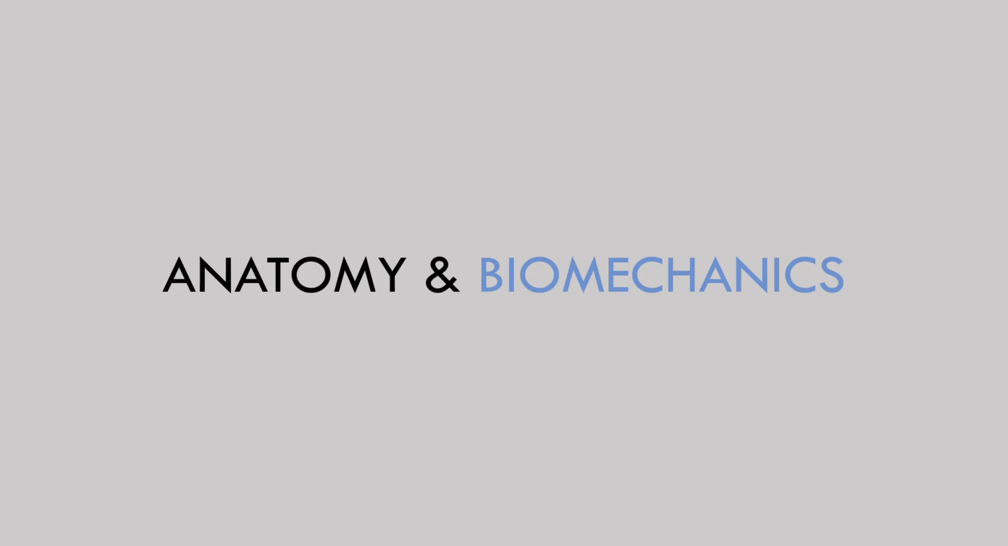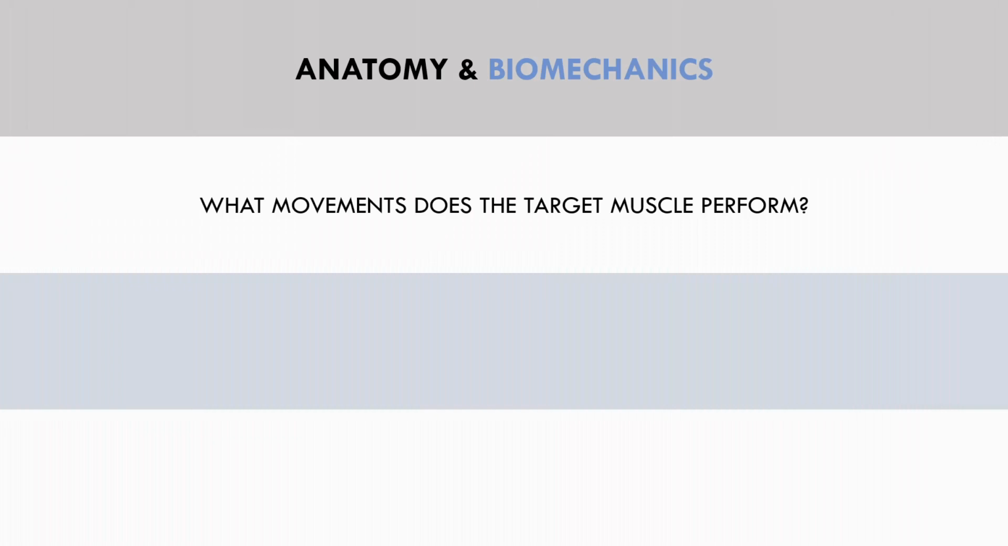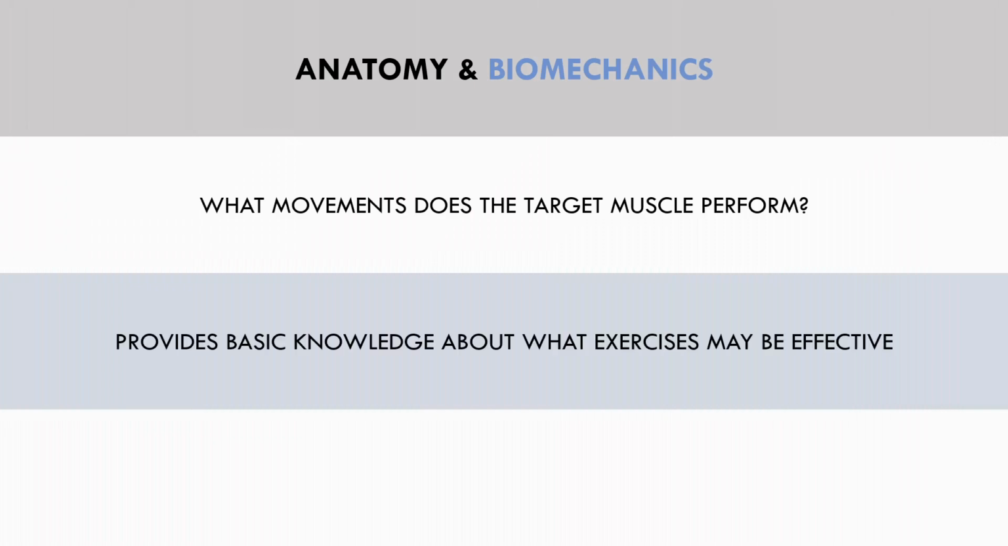First is the anatomy of the muscle and what movements it performs. This will give us a basic knowledge of how the muscle moves and a range of exercises which involve resistance against those movements. For example, let's use the lats. The lats primarily perform shoulder adduction and shoulder extension. In other words, when the arm is above the head, the lats can bring the arm down to the side or down straight in front of the body.